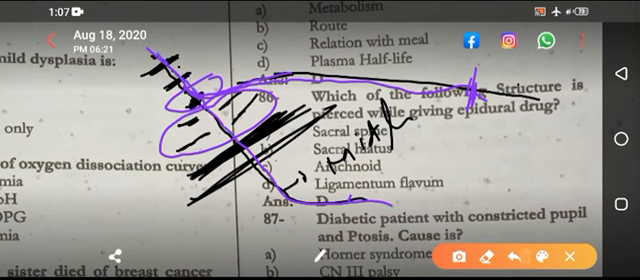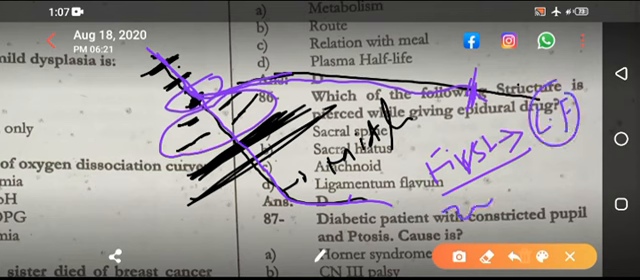And the first resistance, this is another MCQ. You are passing the needle, you feel resistance. That first resistance is felt when you are passing through, the answer is ligamentum flavum. This is the first resistance. The second resistance you feel in the needle is dura mater. This is the main thing, dura mater.